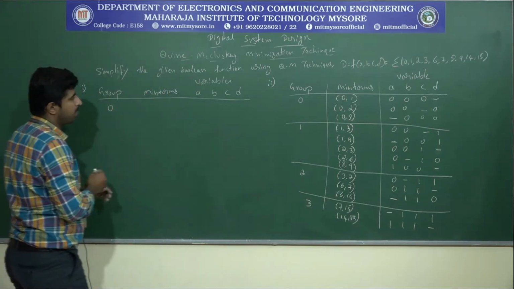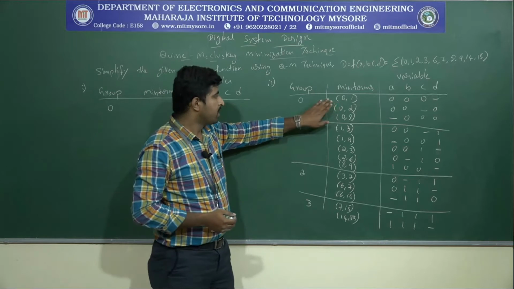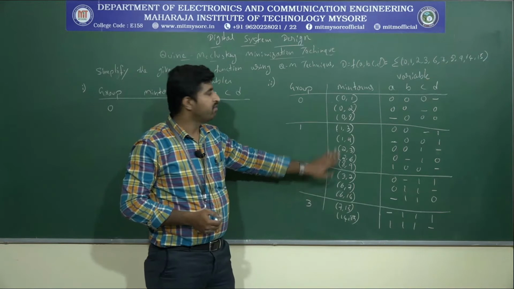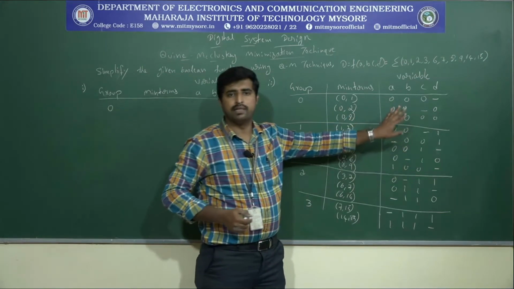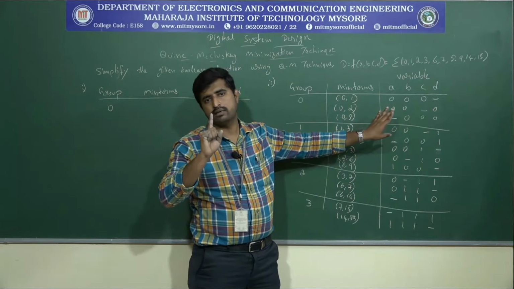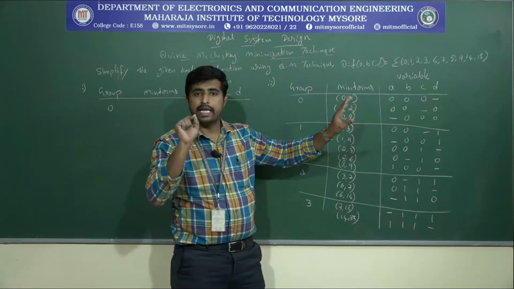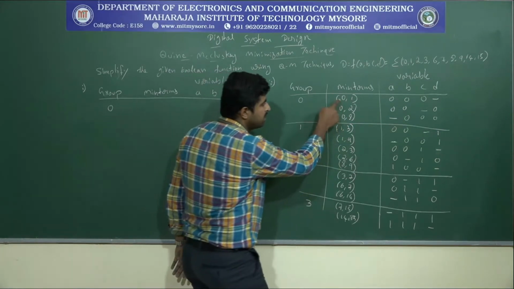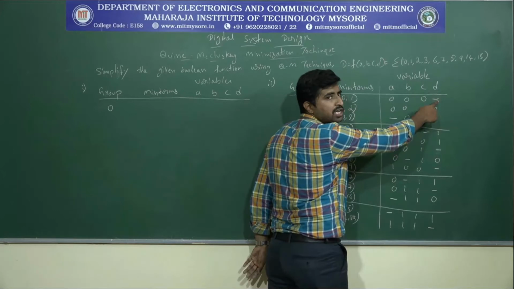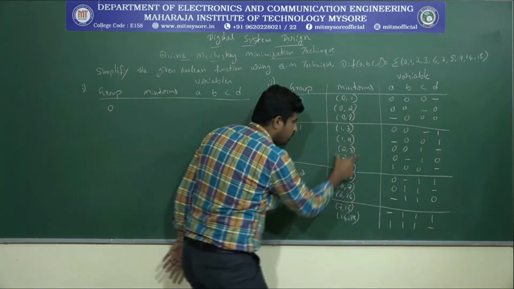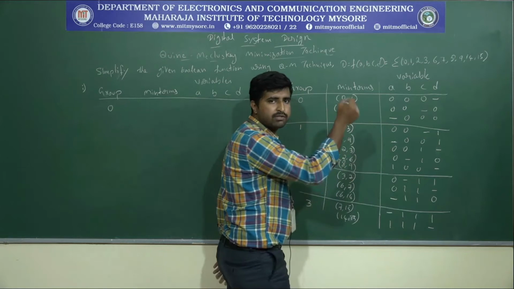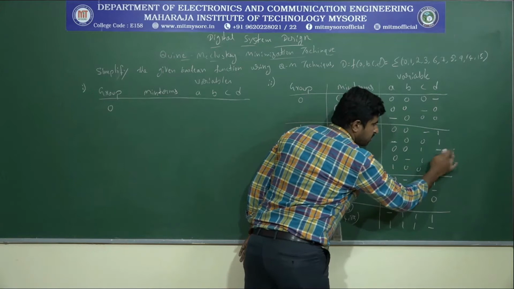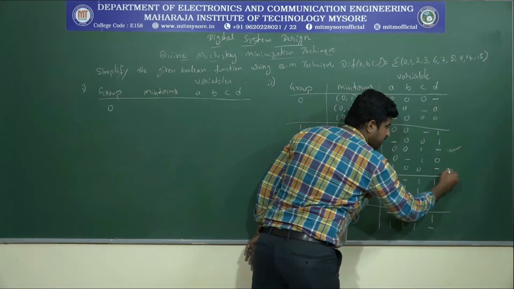So group 0. Now again same thing. This mean-term will be compared with the next group's mean-terms, and we need to identify any similarities, but they should have only one variable differ. And keep in mind the dash position should also be the same. So see 0, 1, the dash is in the last position. In this group 1, whichever has the last dash, let's see that one. These two have it, this one and this one. So I will put a tick mark only.